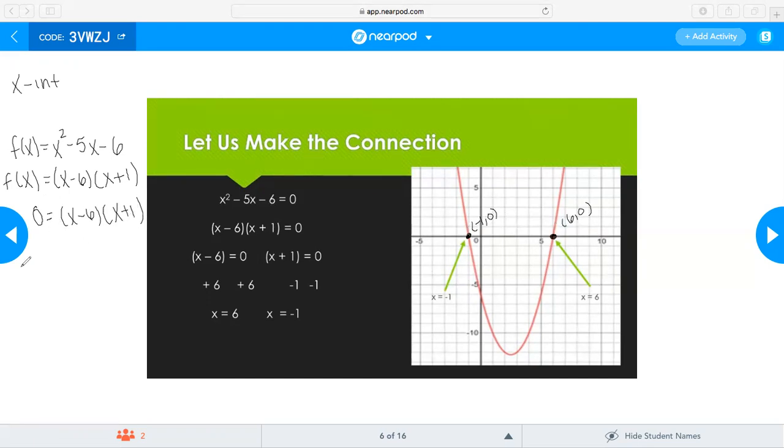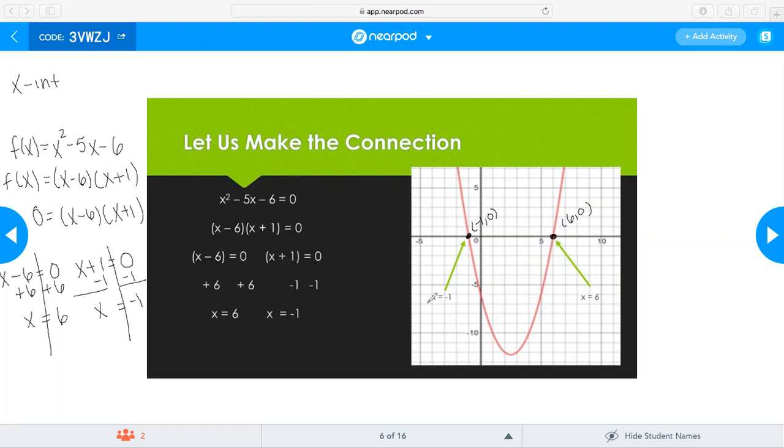Since I know that, I can set both of my factors equal to 0 to figure out what the x-intercepts are and solve for x. Looking at the first one, x minus 6 equals 0, how would I solve for x? I would add 6 to both sides, and that gives me x equals positive 6. For the other one, I subtract 1, and that gives me x equals -1.